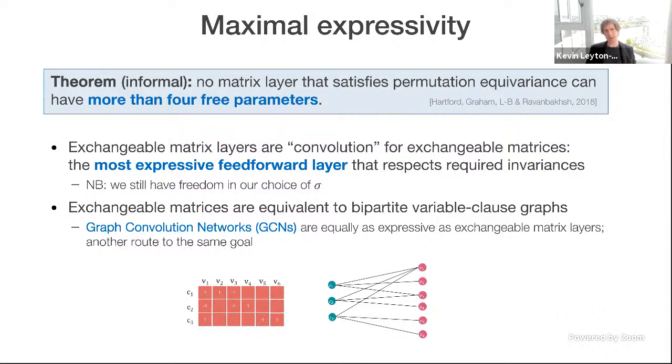Let me note that since we did this work, graph convolution networks, GCNs, have become popular, and they're just really kind of a different route up the same mountain. They're also as expressive as what I've just defined. If this is your favorite family of models, go for it and use them. We built on the thing that we previously did, but we haven't seen any particular reason why one is better than the other. And that builds from the fact that the bipartite variable clause graph is an equivalent representation to this matrix that I've been talking about.